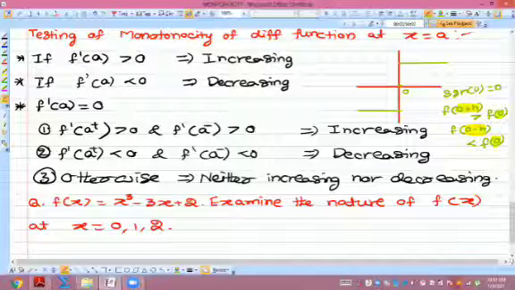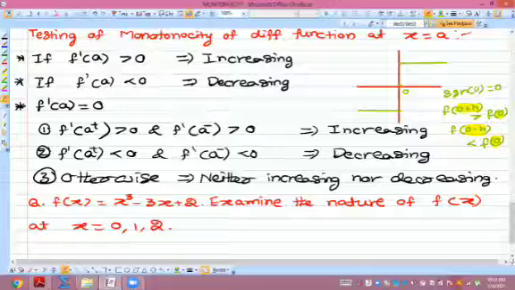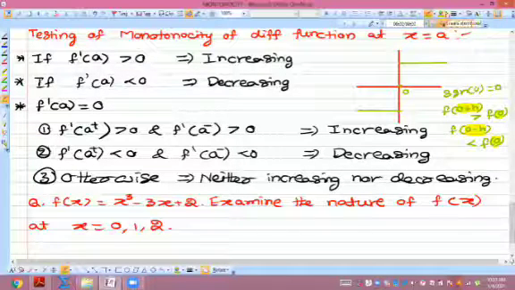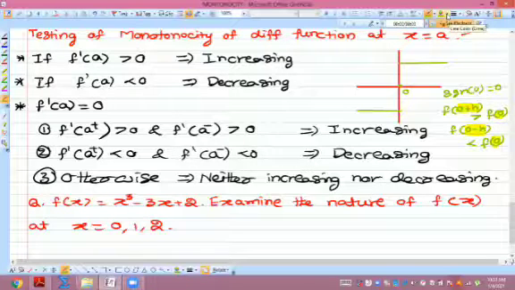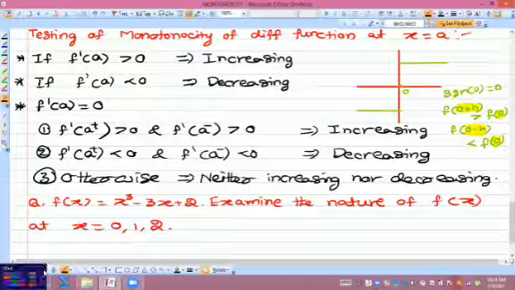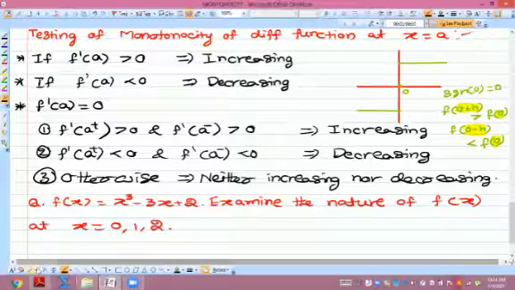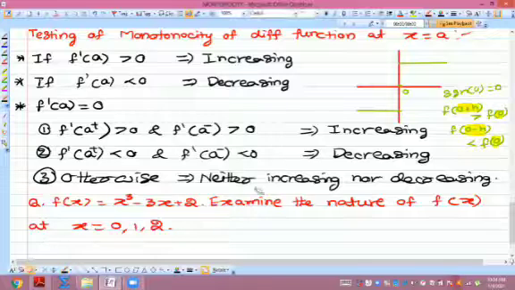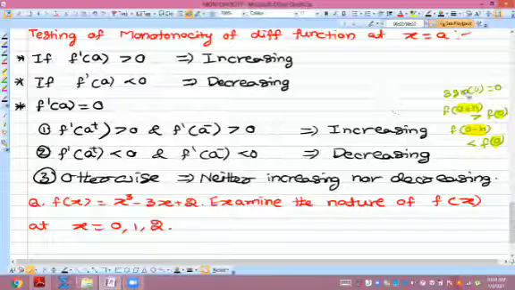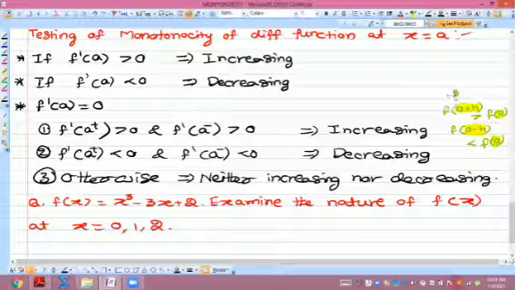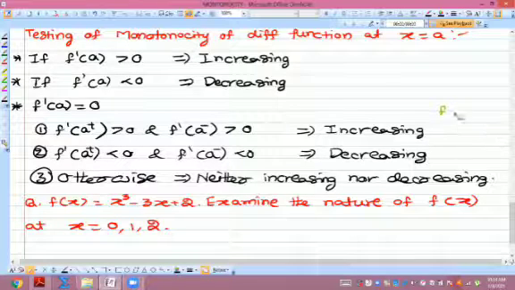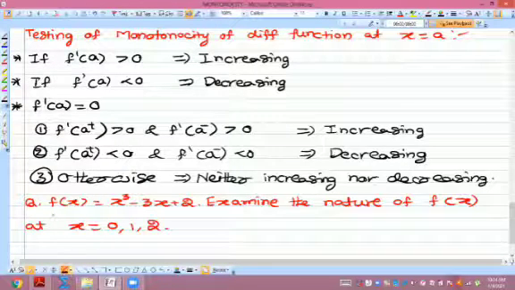You can check this also, f dash of a plus and f dash of a minus. Clear now? Yes. Okay, so try this problem, just based upon the above one.